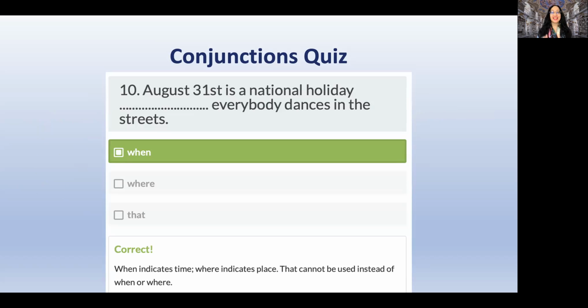When indicates time. The time was August 31st. Where indicates place. That cannot be used here instead of when or where. So let's repeat the correct answer. August 31st is a national holiday when everybody dances in the streets. How many people picked that? Yes, a lot of people use that incorrect word, okay? So remember, when indicates time, where indicates place. That cannot be used instead of when or where. Okay, this is a tough one, so just take a screenshot of it and just practice. Great job.